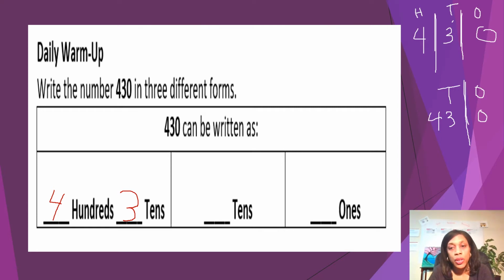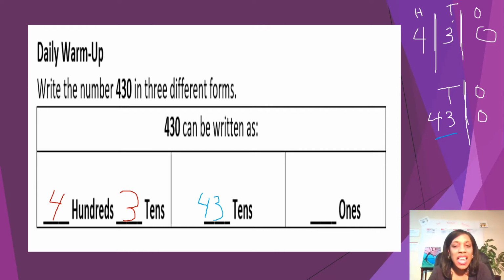Next, I'm going to look at it in tens only. So I took away the hundreds place. How many tens would I have left? Well, I would have 43 tens. So how many tens make the number 430? 43.